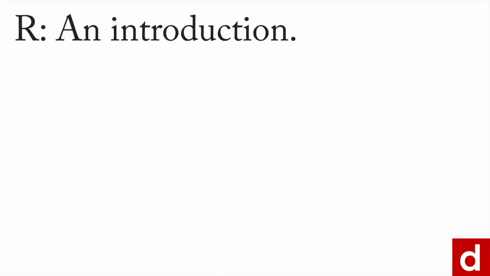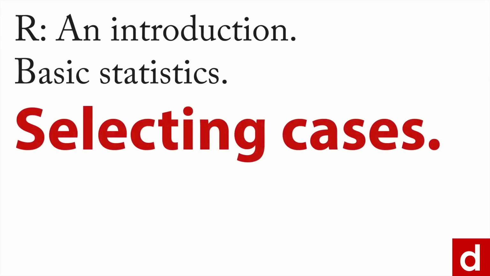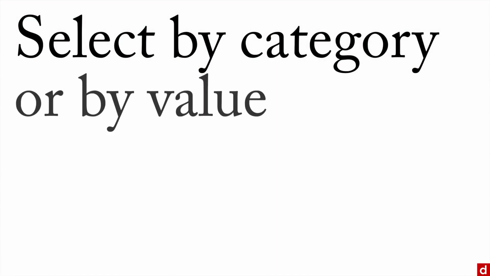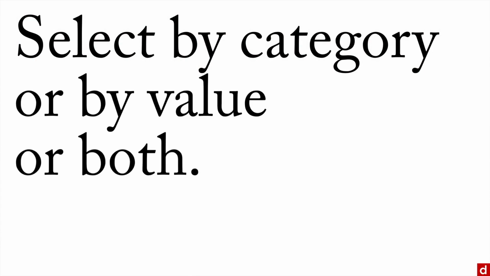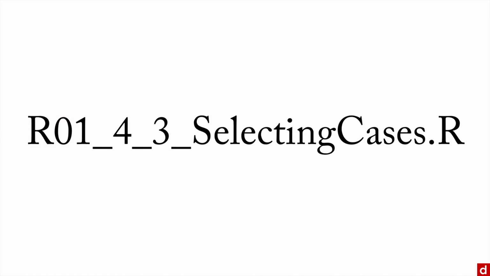To finish up our section in R, an introduction on basic statistics, let's take a short look at selecting cases. What this does is it allows you to focus your analysis, choose particular cases, and look at them more closely. Now in R, you can do this a couple of different ways. You can select by category if you have the name of a category, or you can select by value on a scaled variable, or you can select by both. Let me show you how this works in R. Just open up the script and we'll take a look.